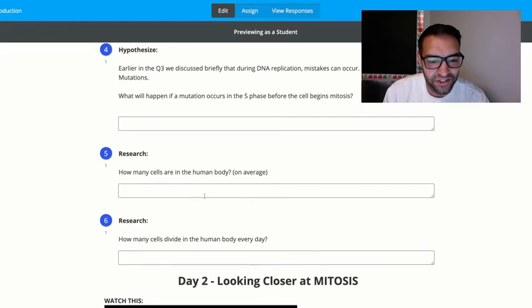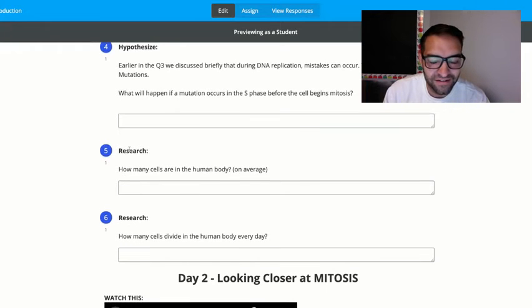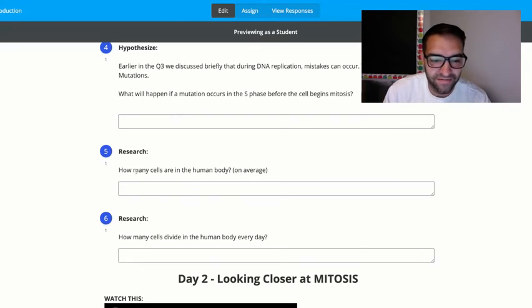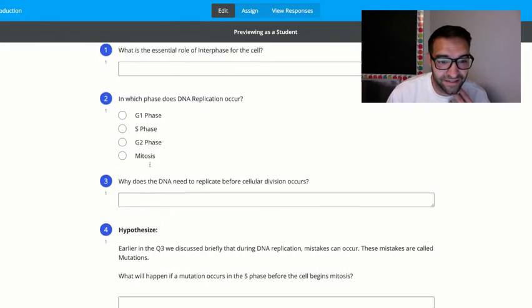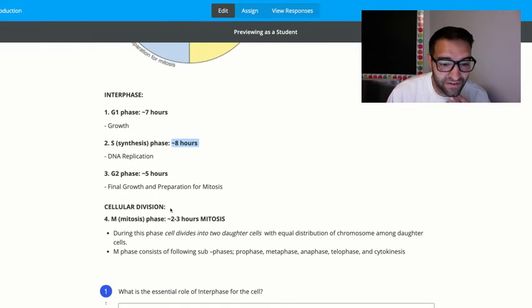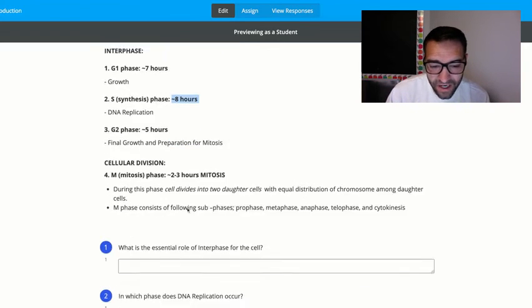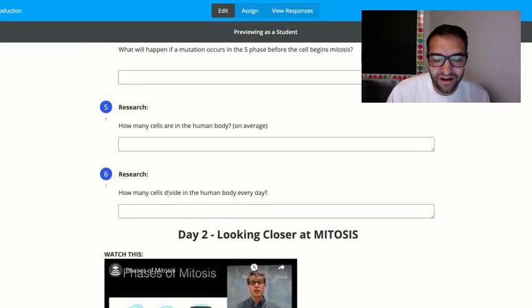Then I want you to look up two questions. When I say research, again, type it into Google. You can copy and paste this exact question if you want into Google. That's what I did, and you should hopefully get the same answer pretty quickly. Just to put this into perspective: how many cells are in the human body? We've talked about how there's lots of cells and cells are constantly dividing. That process is only about a day long, right? If you add those different times up, 7 hours plus 8 plus 5 plus 2 to 3, it's about 24 hours.